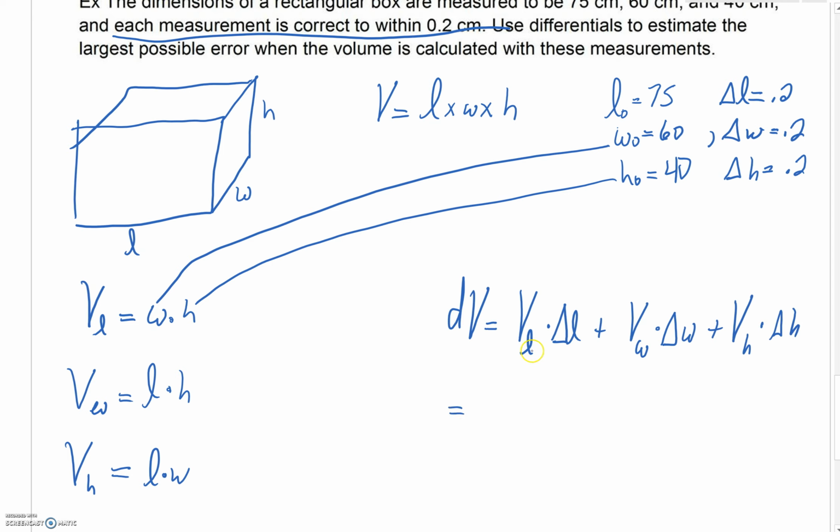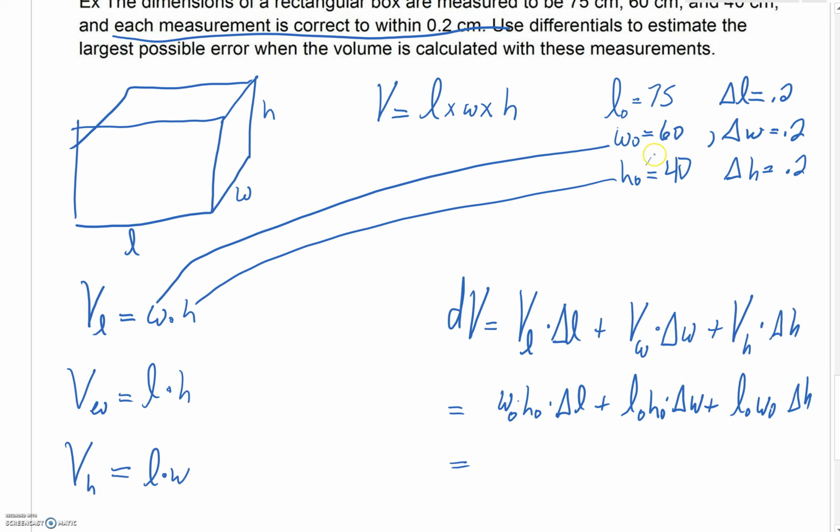So as we're working this out, W and H are really what we'd have here. So it's W naught and H naught times delta L. Here it would be L naught and H naught times delta W. This would be L naught, W naught times delta H. And of course, now you just plug all this in.